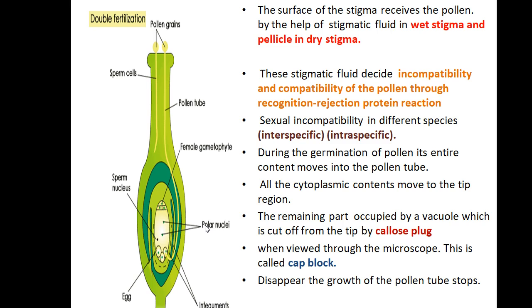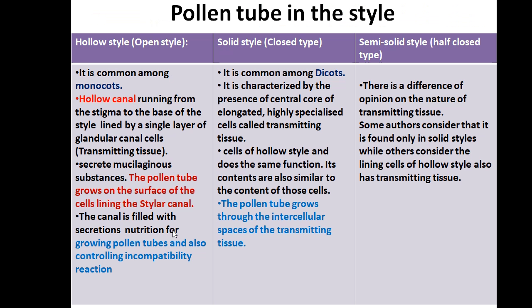So this is the way of double fertilization, and this is the pathway of entry of the pollen tube. The pollen germinated on the stigma, traveled through the style, and reached the ovule through the micropylar end, where it releases the male gametophyte and other cytoplasmic contents. Next, I am coming to the pollen tube in the style.